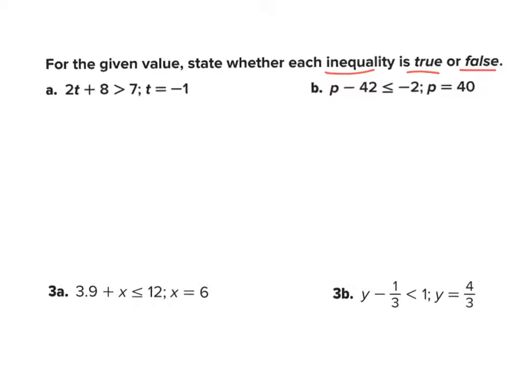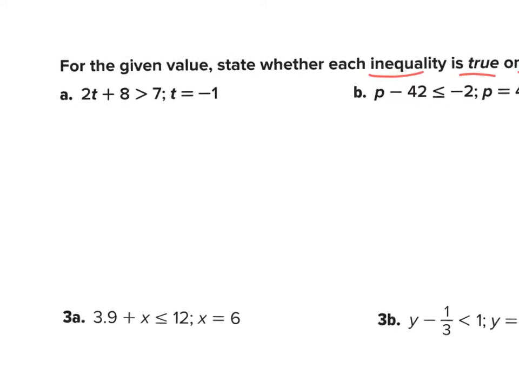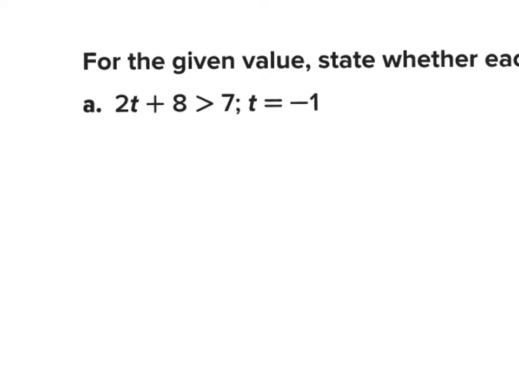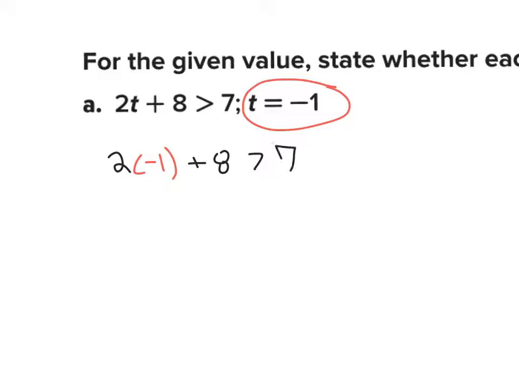It says 2 times t plus 8 is greater than 7. And I'm told that my t is equal to -1. So what I'm going to do is I'm going to plug in -1 for my t. So 2 times -1 plus 8 is greater than 7. And I'm going to test this by solving it out to see if this is true.